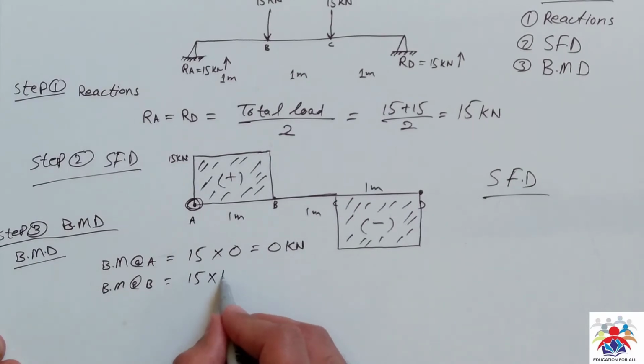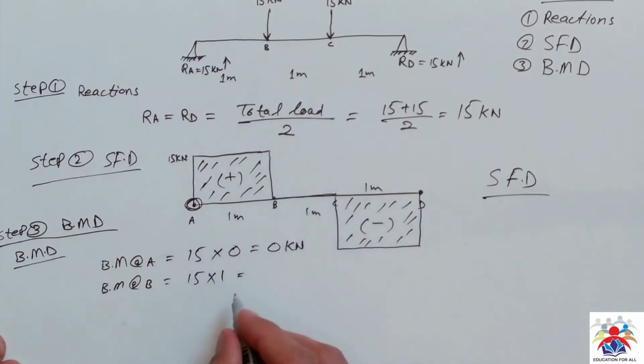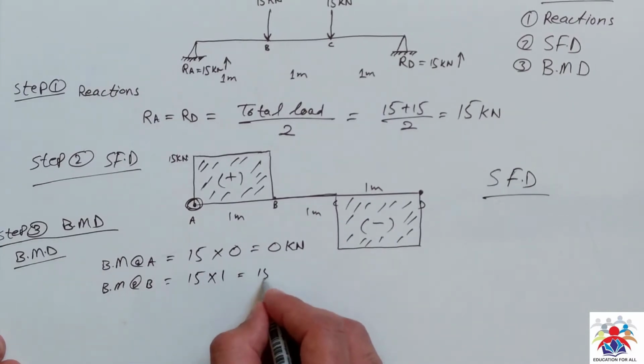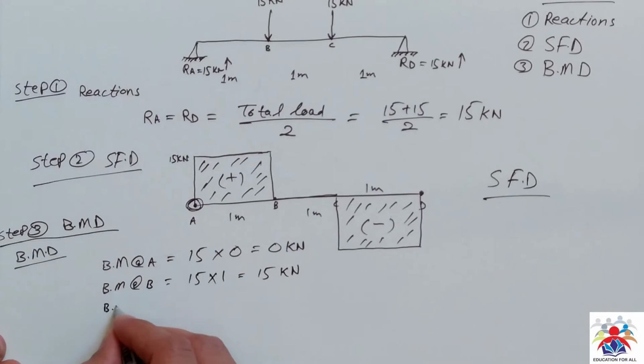So 15 multiplied by 1. Okay. You are now at point B. So it will be 15 kilonewton. Now bending moment at point C.